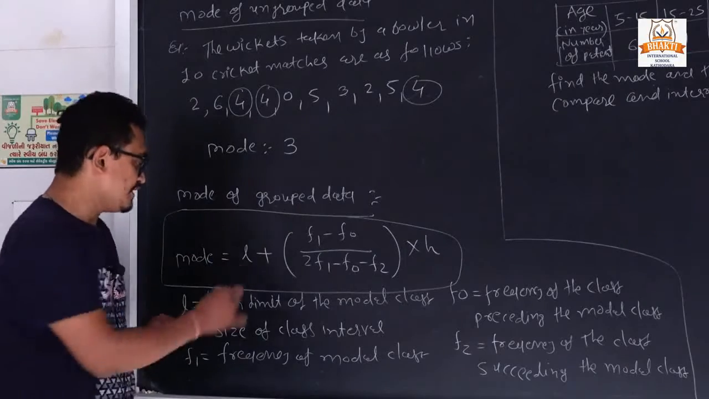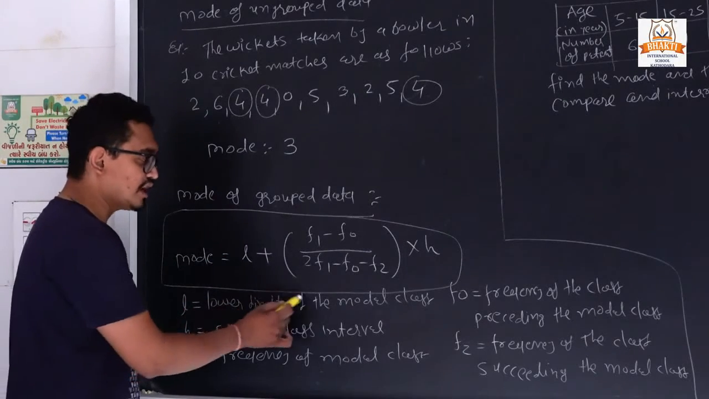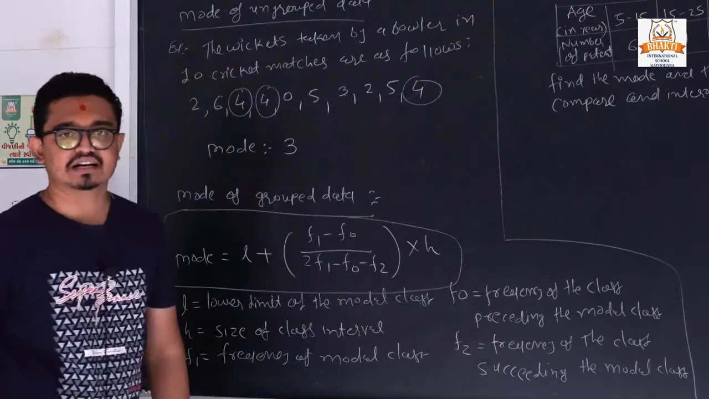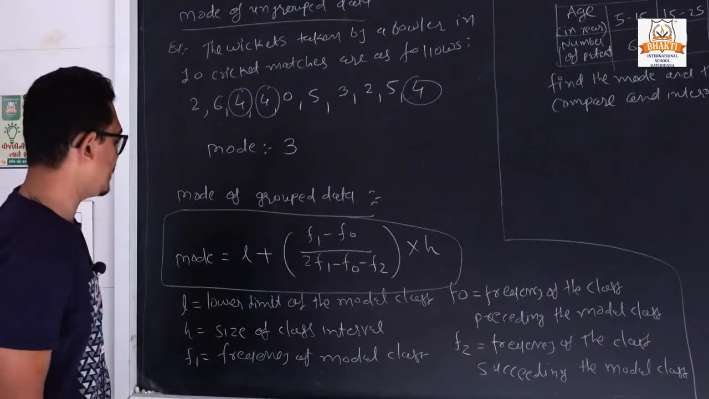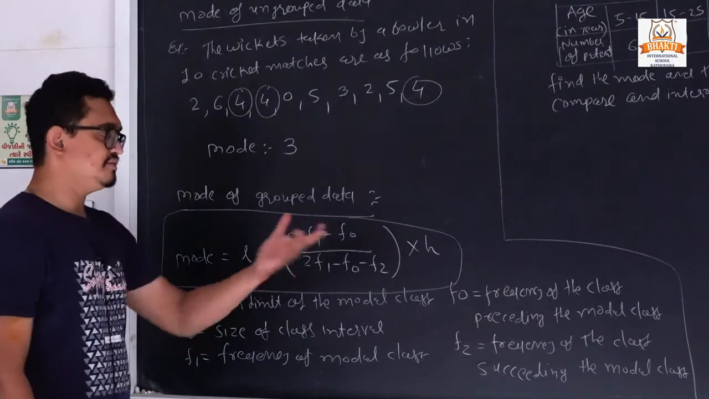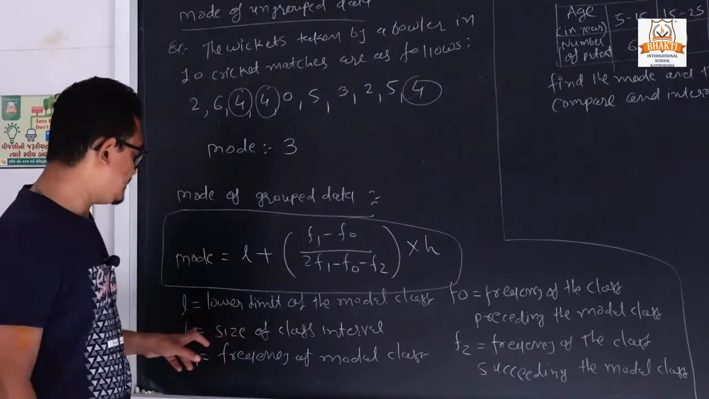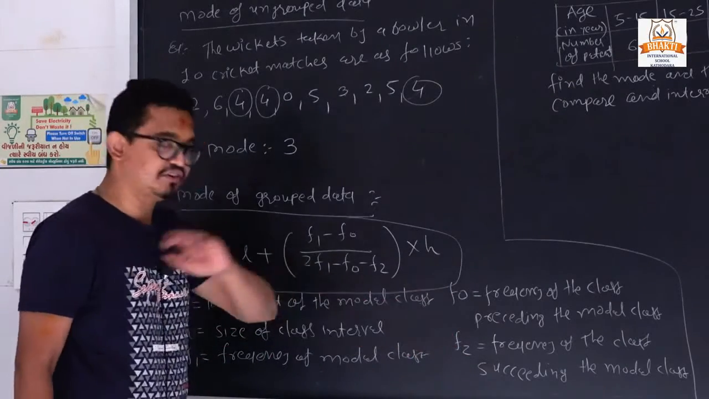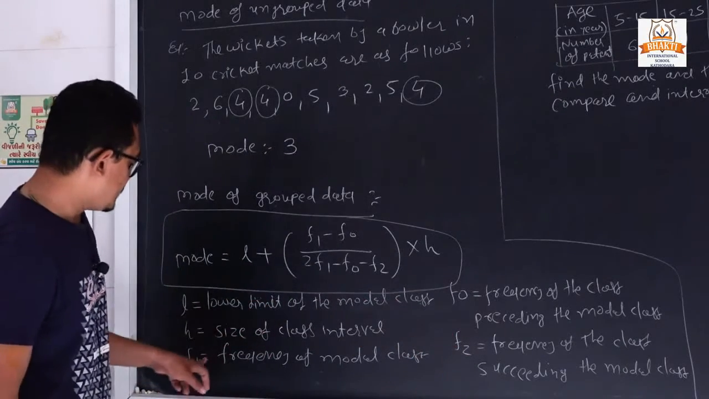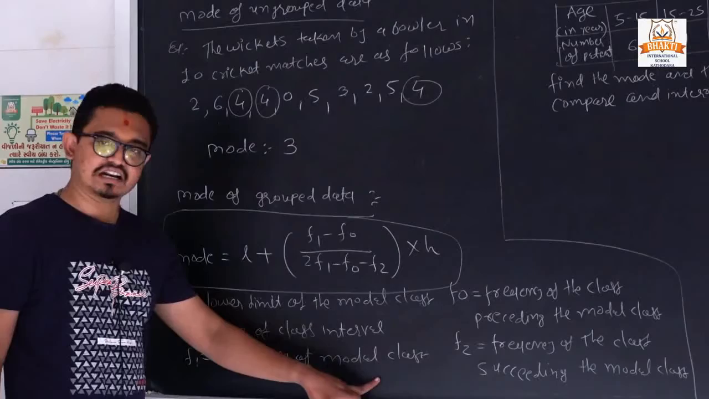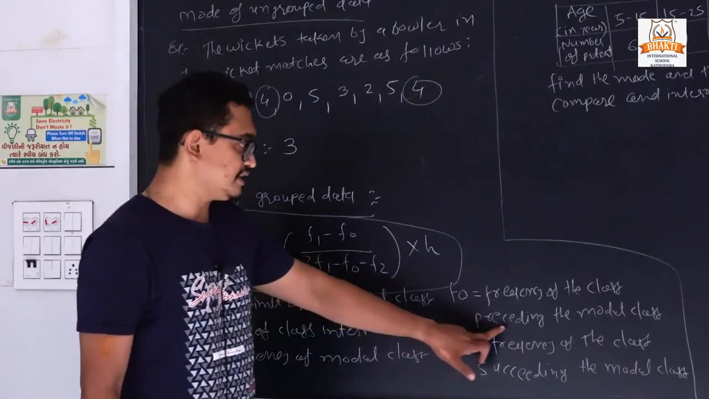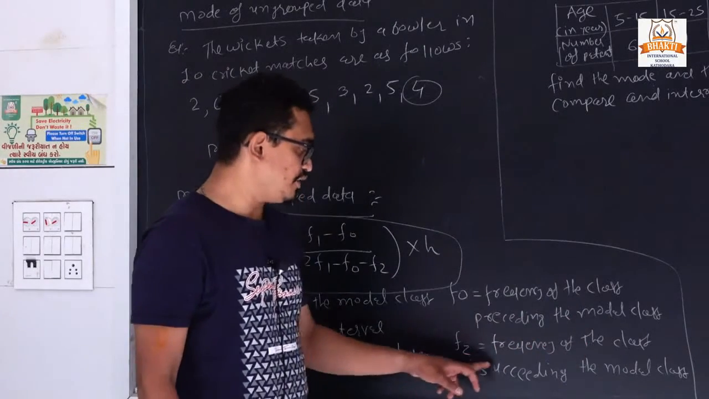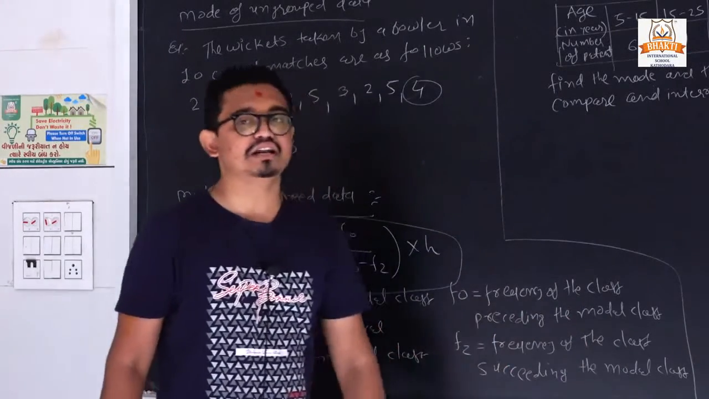So what is L? L means the lower limit of the modal class. Clear? H means the class size; we are already familiar with this term H. And these three terms F1, F0 and F2: F1 is the frequency of the modal class, F0 is the frequency of the class preceding the modal class, and F2 is the frequency of the class succeeding the modal class.